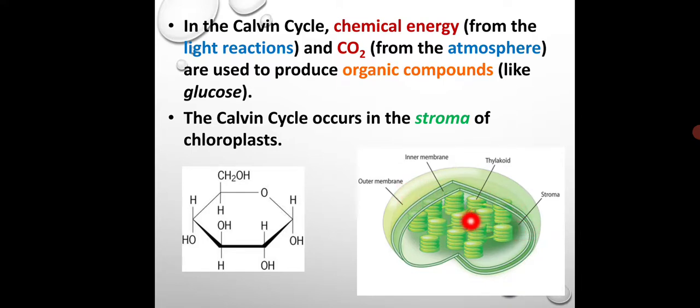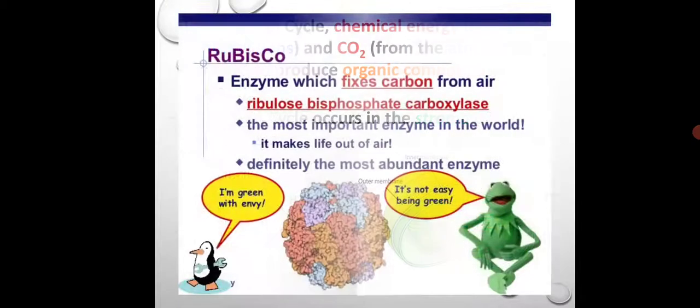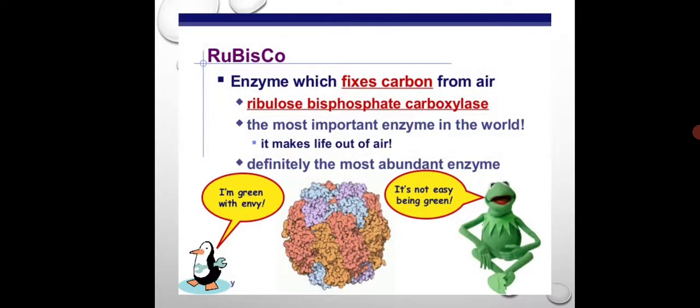This is the stroma, these are the thylakoids or grana we can say, and this is the structure of the chloroplast. And finally from carbon dioxide we get this glucose molecule. That is the process of the Calvin cycle. The main important component in the Calvin cycle is the enzyme RuBisCo.